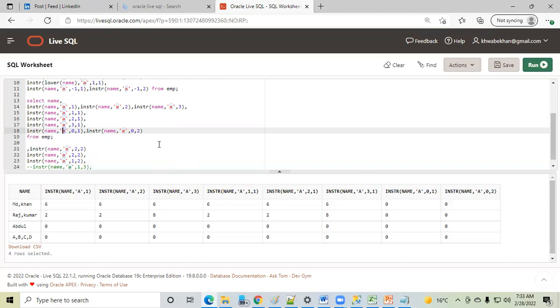Can I include special characters instead of A? Can I keep a comma here? Yes. You're telling me I can keep a comma. Okay, let me keep a comma. I'm keeping a comma here. Okay, please observe the output.